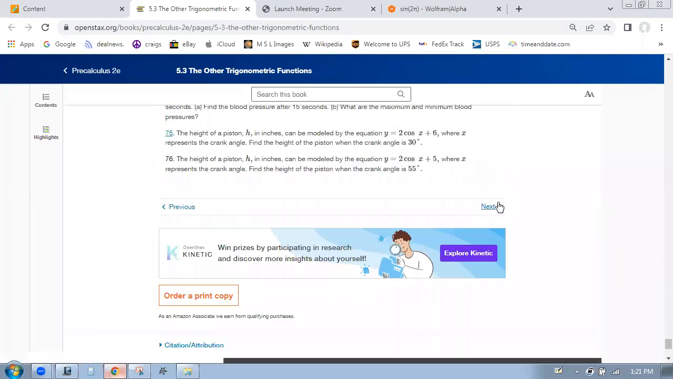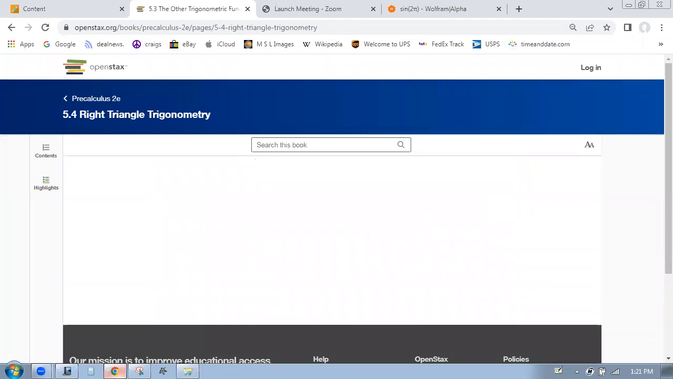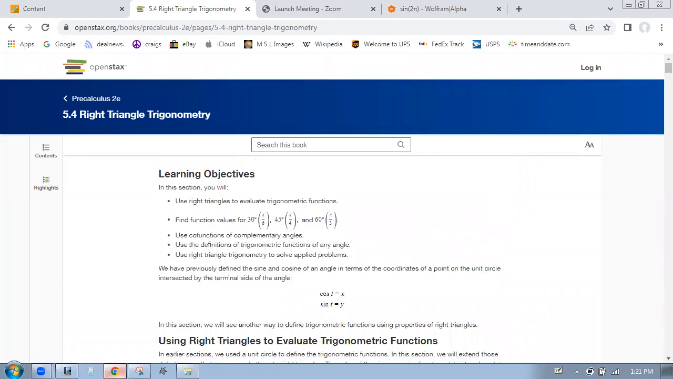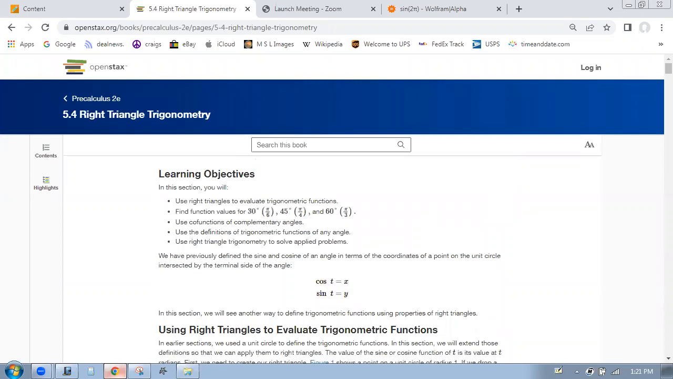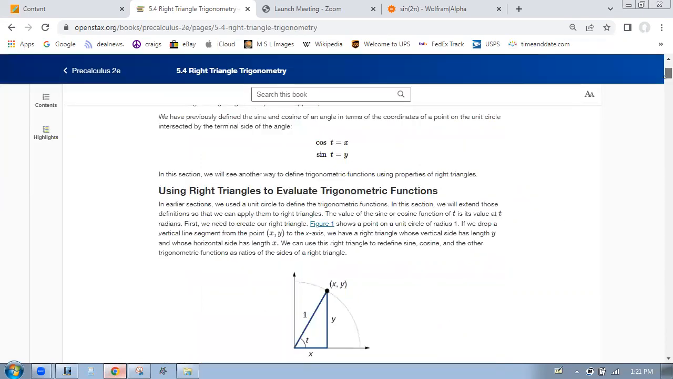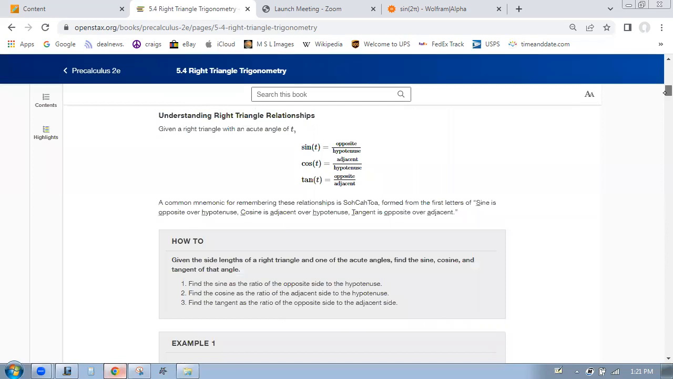Yeah. Did y'all get the sign-in sheet somewhere? Yeah. All right. Okay, learning objectives, blah, blah, blah.